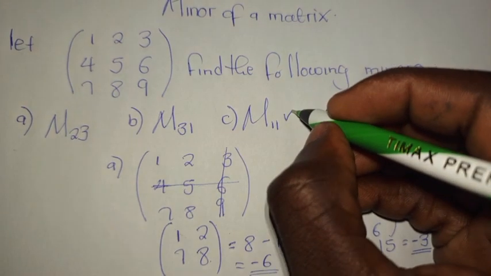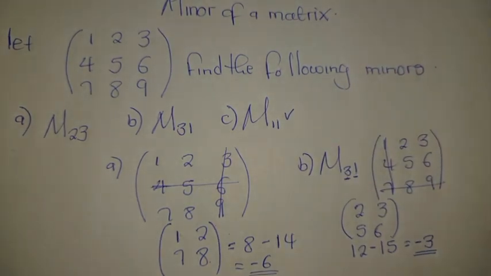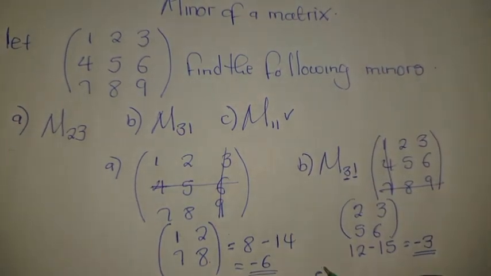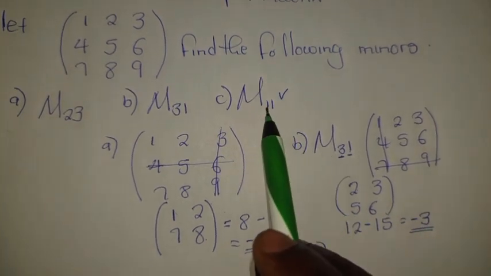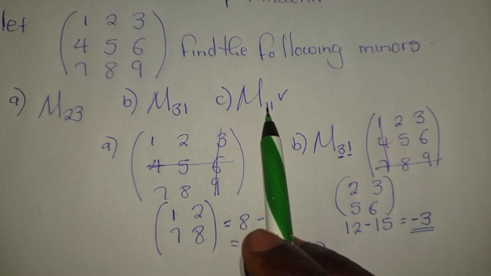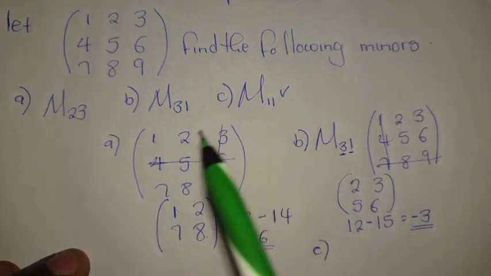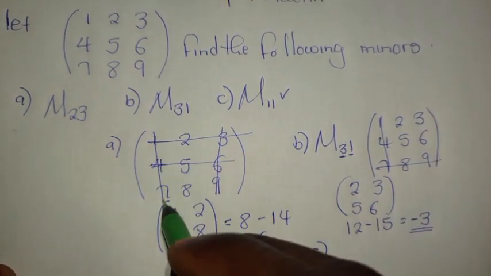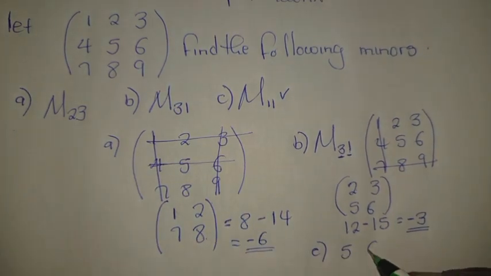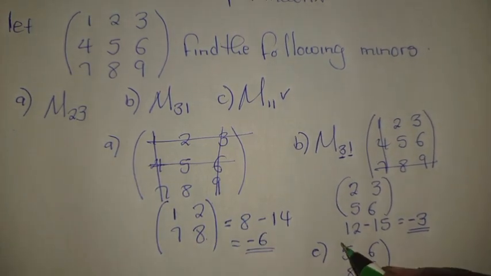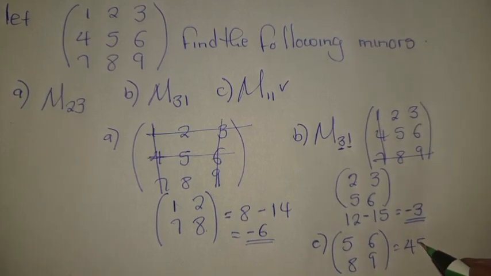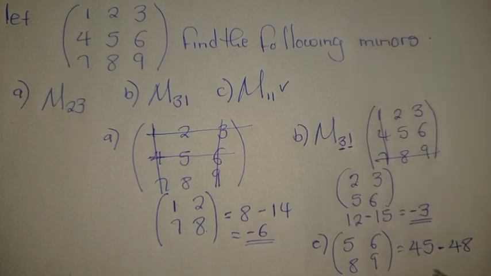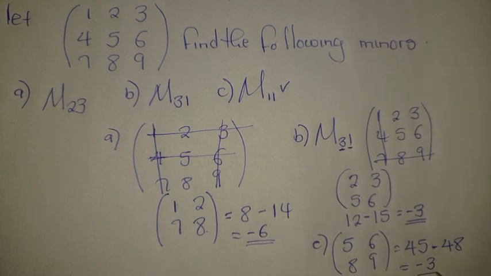I know for sure you can't fail to do C. So pause the video and compare your results with what we will get for the calculation of C. So remember, they want you to cut the first row and the first column. So if you cut the first row and you cut the first column, you will have your result to be 5, 6, 8, and 9, where you know for sure that 5 times 9 is 45, and 8 times 6 is 48, and 45 minus 48, that is -3.